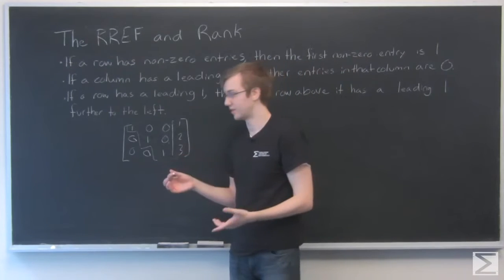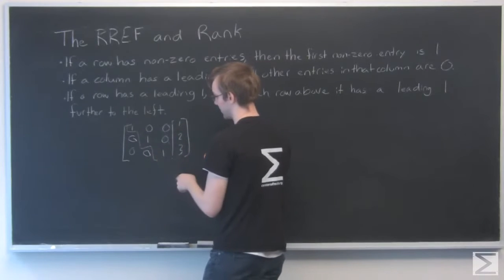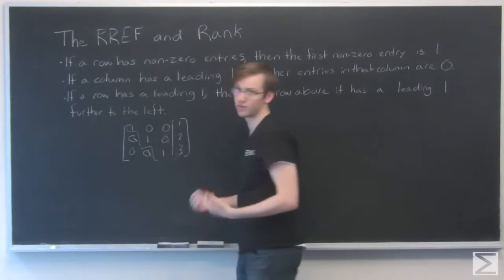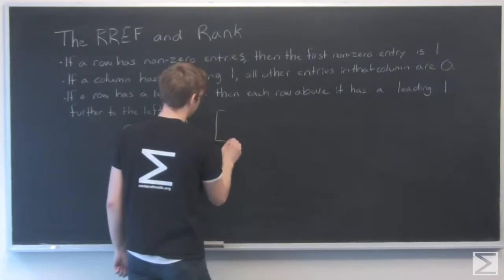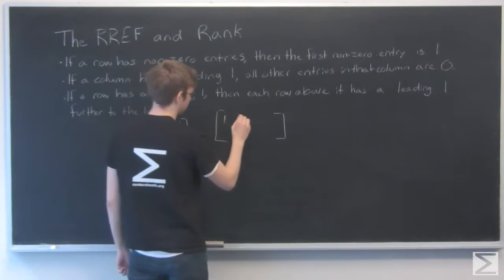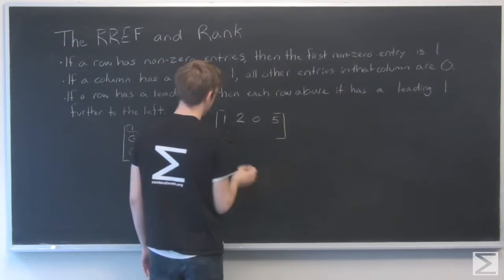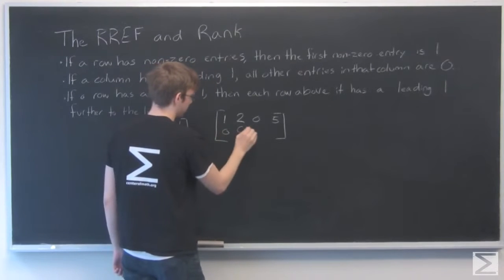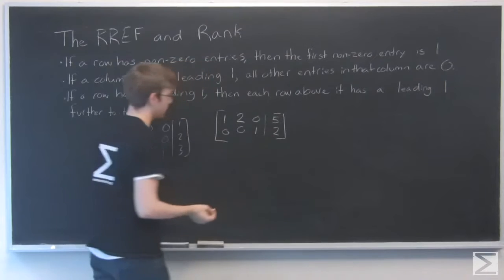It's actually called the identity matrix, where we have a square. There's ones on this diagonal and zeros everywhere else. But there are other ways that the RREF can look that'll still fulfill these rules. Say I have one that's 1, 2, 0, 5. I'll have 0, 0, 1, 2. This is also an RREF.